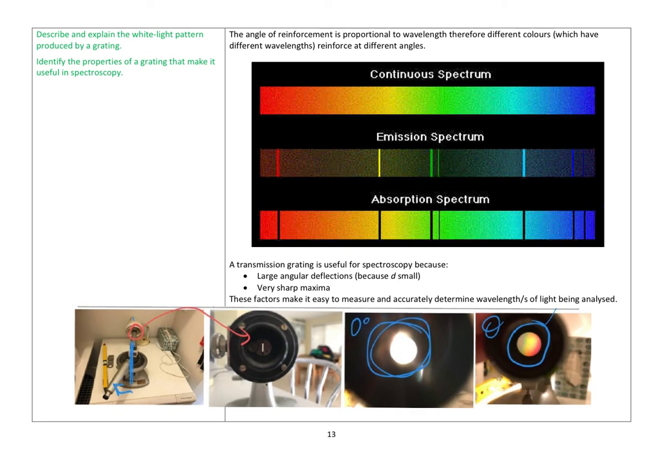So these factors make it easy to measure and accurately determine the wavelengths of light being analysed in a spectroscope. That's why a diffraction grating is a very useful tool for doing spectroscopy, or analysing the frequencies or wavelengths or colours that make up an individual light. So that's it for the wave behaviour of light topic. There's a little bit there to get your heads around, but please sing out if you have any questions.